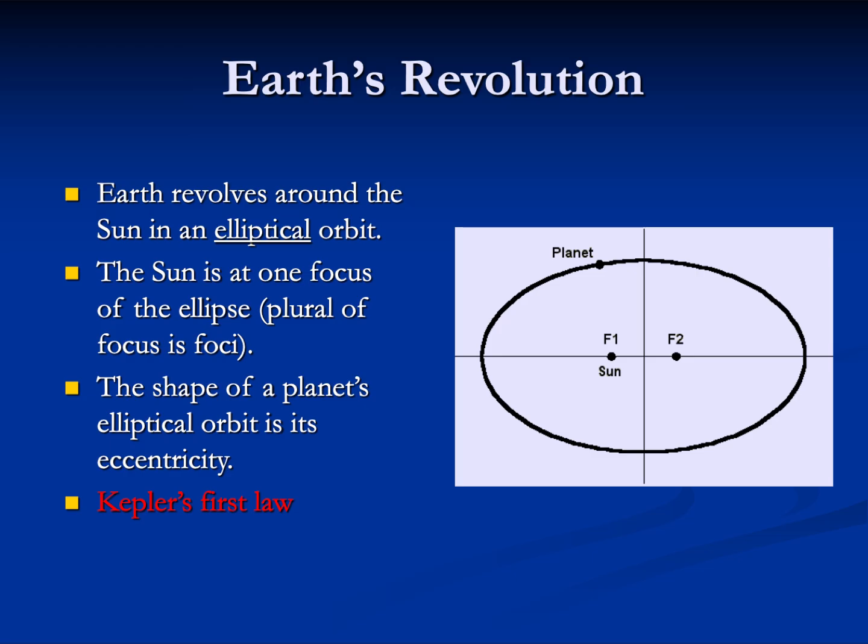Earth does not revolve around the sun in a perfectly circular orbit. It follows an elliptical or egg-shaped path. This is Kepler's first law. Notice this word elliptical is really close to the word ecliptic that I've used in other lectures we've covered so far, but it is not the same word.